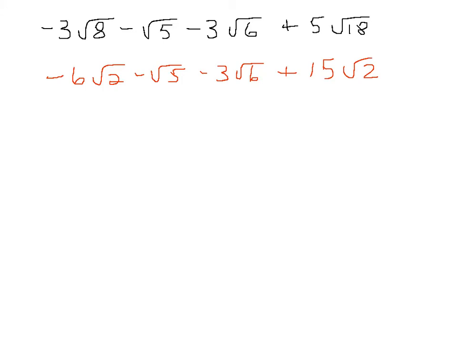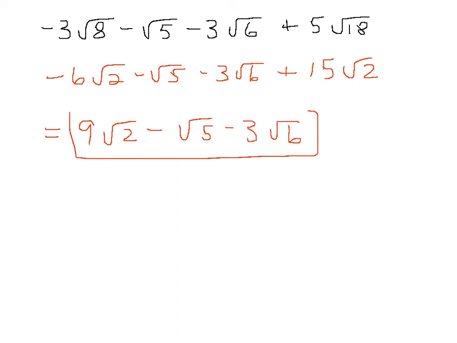So here is what you should have as an intermediate step. And now you ask the question, are there any like terms? Well, you've got a square root of 2 and a square root of 5 and a square root of 6. Those are all different. But then you have another square root of 2. And so those two can be added together. And what we get is 9 square roots of 2 minus the square root of 5 minus 3 square root of 6. And there's our final simplified answer. All right, let's try another one.